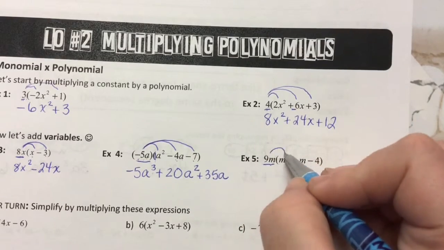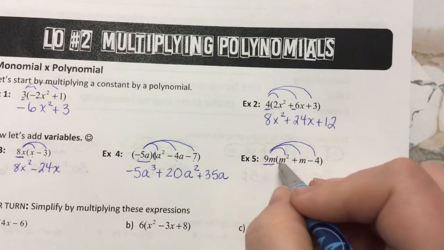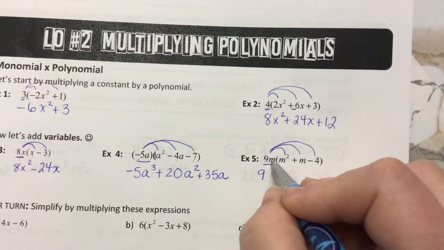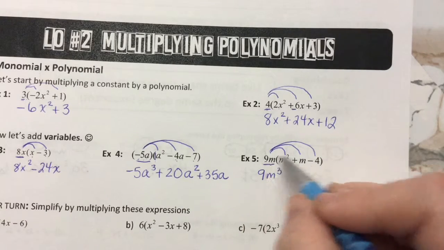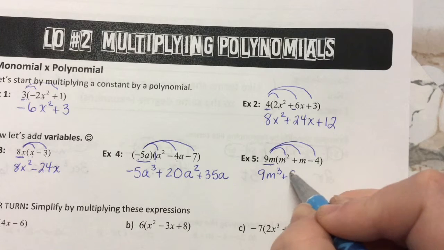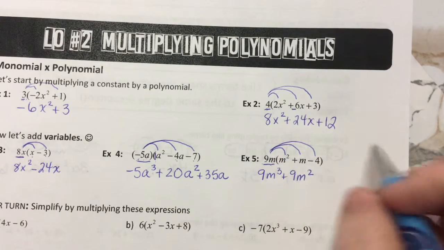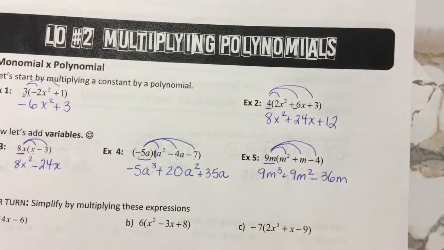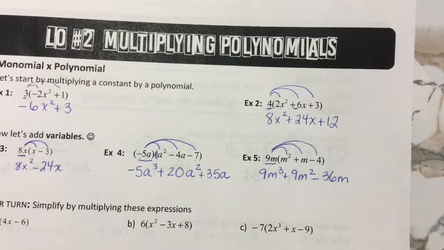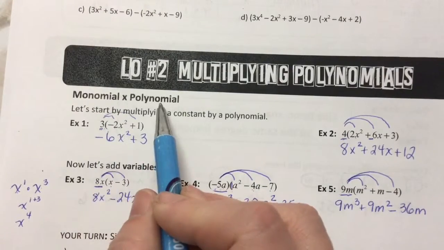Example 5, again you distribute everything inside. So this becomes 9, M and M² becomes M³. 9M times M becomes 9M², and 9M and -4 becomes -36M¹, or just M. Okay, so that's when you're multiplying a monomial by a polynomial.